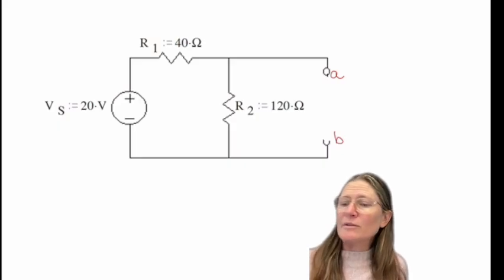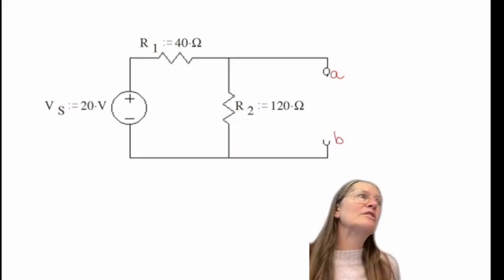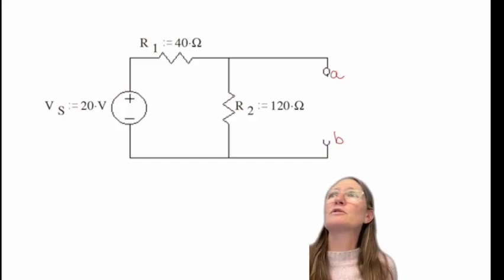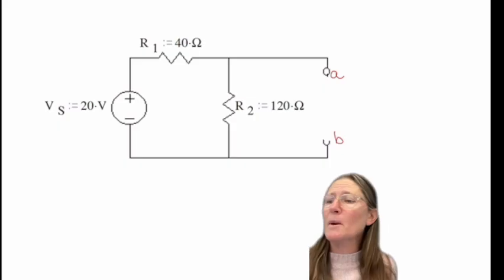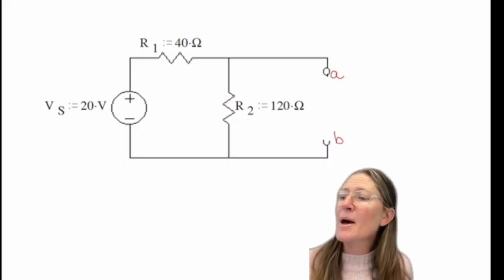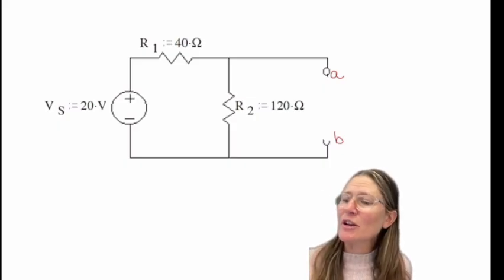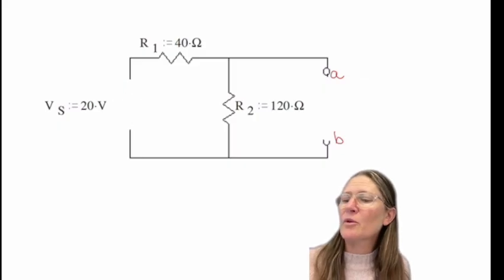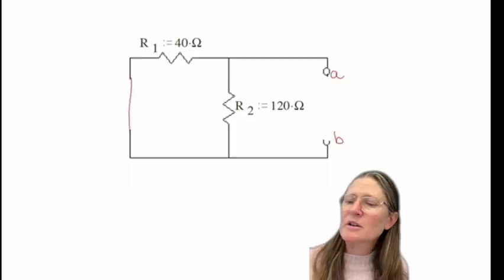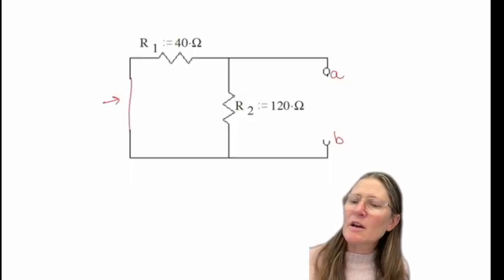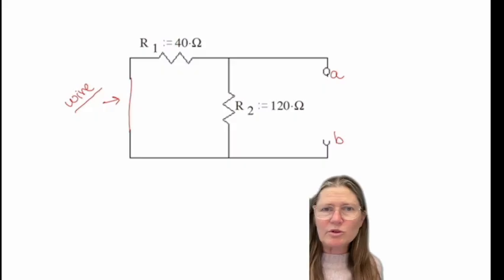With independent sources, you're going to remove them just the way we did in superposition. So if it's a voltage source, you're going to replace it with what? A wire, thank you. And if it's a current source, you're going to replace it with what? An open. So voltage goes to a wire. So when I replace this independent source, I am going to put a wire because it's a voltage source.